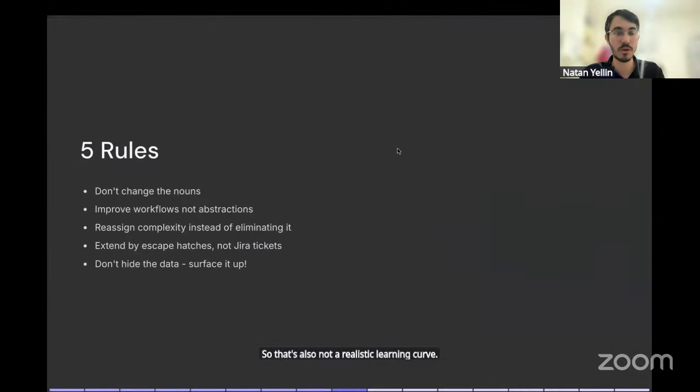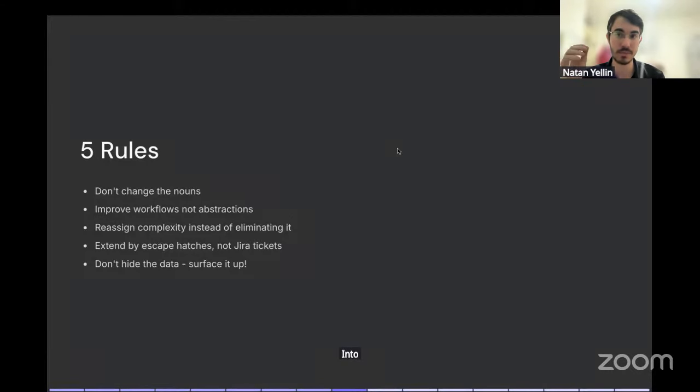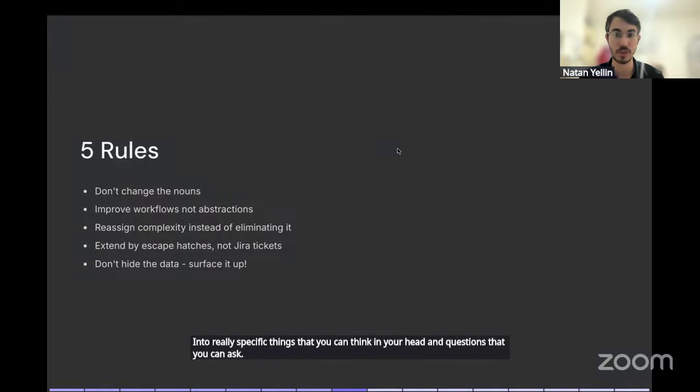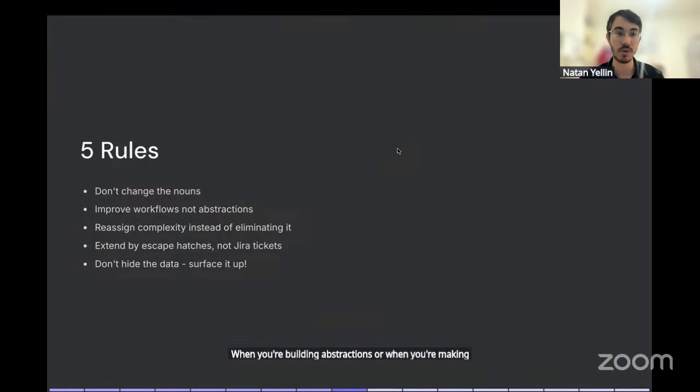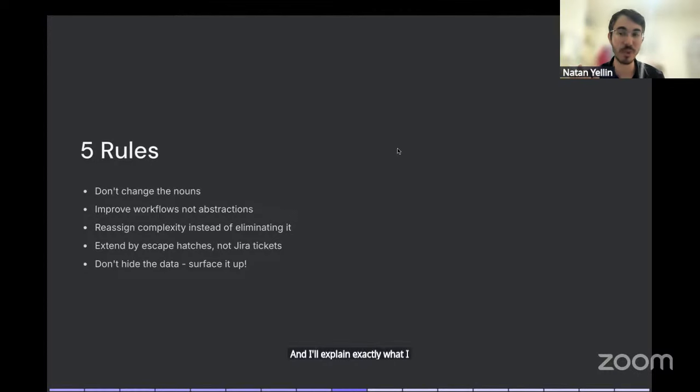So I'm going to go on now to kind of the 5 rules. And I want to take that principle around complexity and I want to try and start to translate that into really specific things that you can think in your head and questions that you can ask when you're building abstractions or when you're making architectural decisions. So the first is don't change the nouns. And I'll explain exactly what I mean by that. The second is improve workflows, not abstractions.